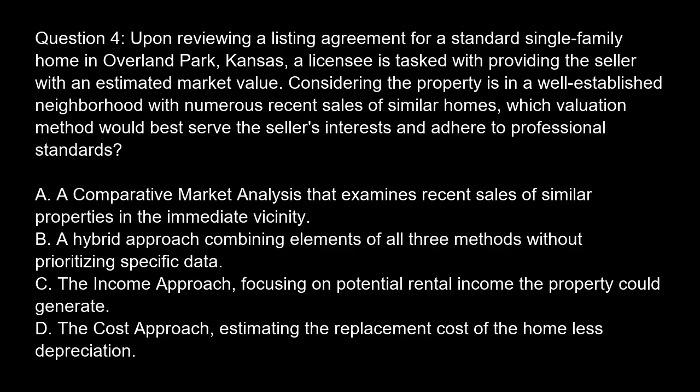Option A. Comparative market analysis that examines recent sales of similar properties in the immediate vicinity. Option B. A hybrid approach combining elements of all three methods without prioritizing specific data. Option C. The income approach, focusing on potential rental income the property could generate. Option D. The cost approach, estimating the replacement cost of the home less depreciation.